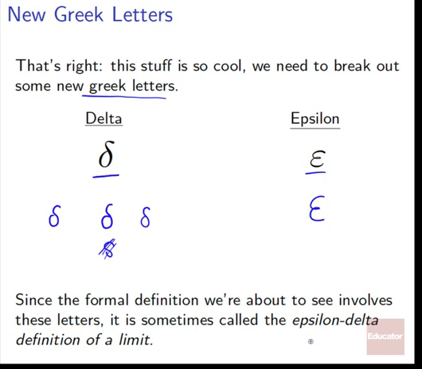All right, so the formal definition we're about to see involves these letters, so it's sometimes called the epsilon delta definition of a limit, or just the formal definition of a limit. We just talked about the intuitive idea of what a limit is, and that's a really great way to think about limits, but sometimes you really need to get down to brass tacks and turn intuitive ideas into precise things that you can say, this is what it is, and that's what this definition is for. All right, let's get to it.